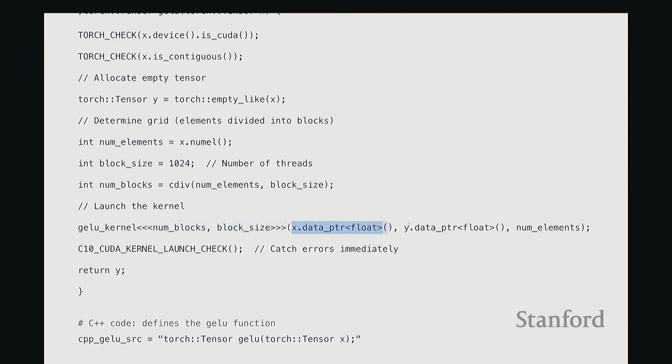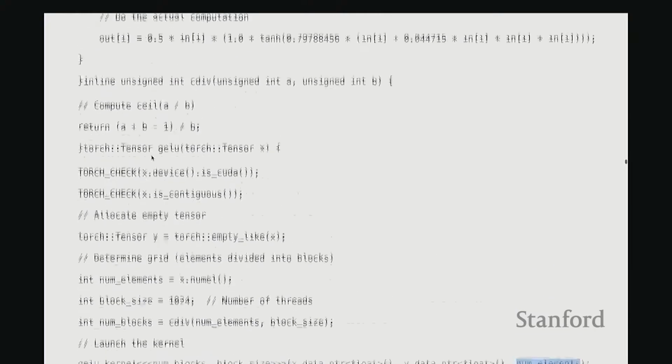And then I'm going to pass in the pointers to x's and y's, right? I'm not actually going to pass the values of x's and y's, and the total number of elements. And I need this to compute essentially the boundary conditions of my kernel.